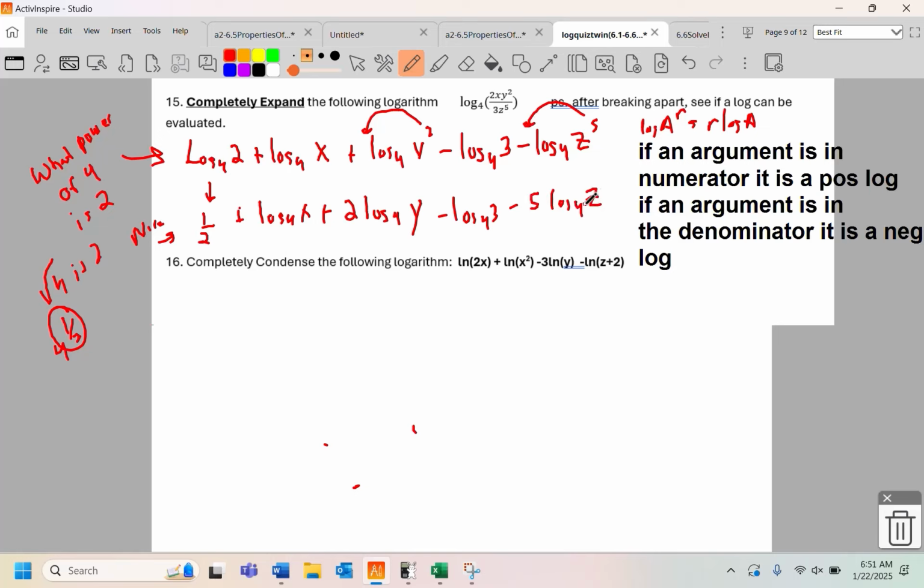All right, here we have the opposite. That was an expansion. We took one logarithm and made it into many. This is a condensing. We take many logs and make one.